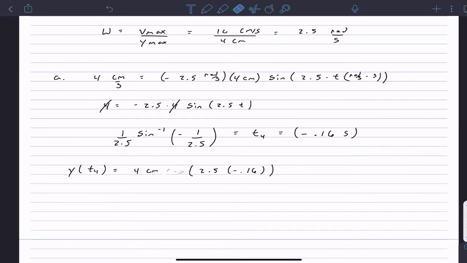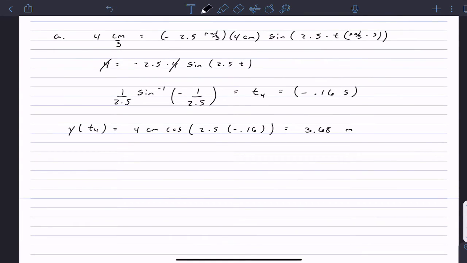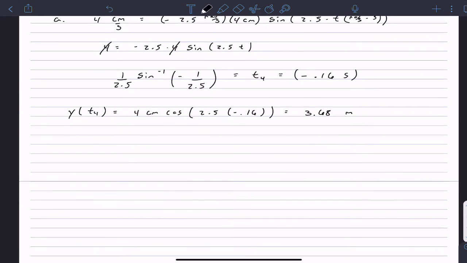What we end up with is 3.68 centimeters. You can plug this in and try this, and I encourage you to. Plugging in a negative 0.16 gives you the same as 0.16, because this is a cosine function, which is an even function. So this is going to come out the same no matter if the argument is negative or positive. That works out pretty nicely for us.